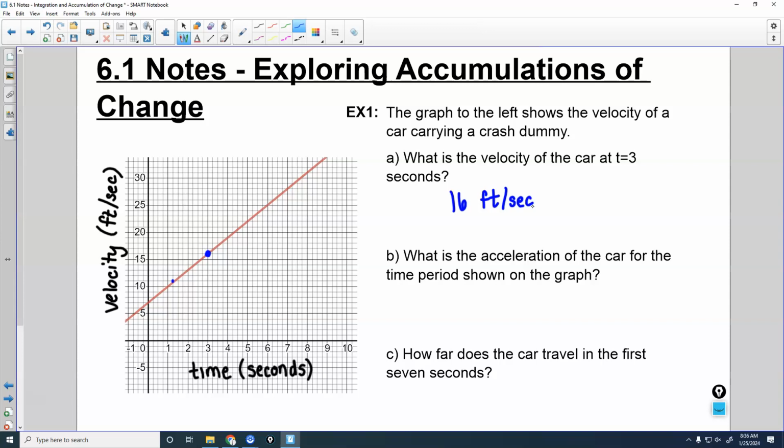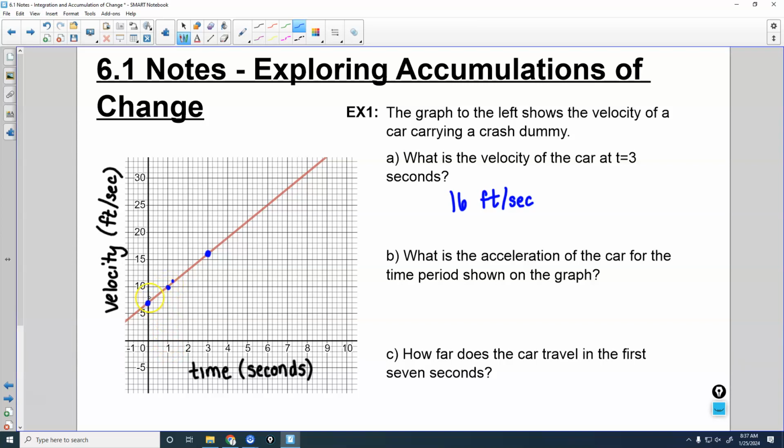Okay, what is the acceleration of the car for the time period shown on the graph? How would we find that? What's that? Okay, so it's a derivative, which is the slope, right? So we just need to find the slope of this line. You can pick a couple points wherever.